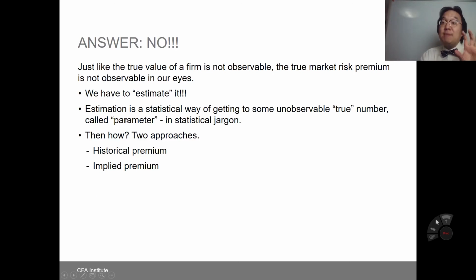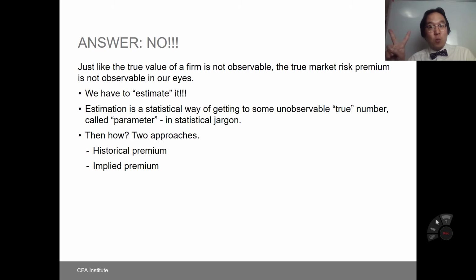Yes. Now what? Just like the true value of a firm is not observable, the true market risk premium is not observable to our eyes, right? Now what? We have to estimate it, okay? Don't give up. The key point is don't give up and try to estimate it. That's what finance is about, right? Estimation is a statistical way of getting to some unobservable true number called a parameter, in statistical jargon. Then how?